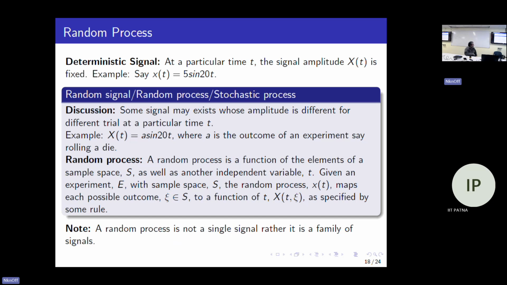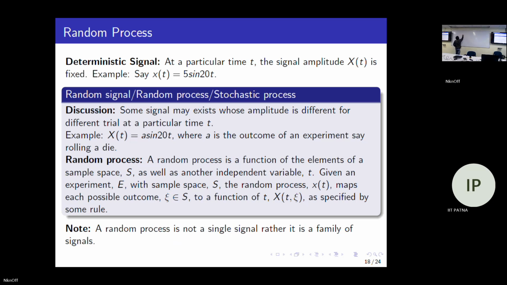So then what is the random process? Let's say a random process is a function of the elements of a sample space as well as another independent variable t, given an experiment E with the sample space S. The random process x(t) maps each possible outcome zeta belonging to S to a function x(t, zeta). I'll try to explain it on the board.